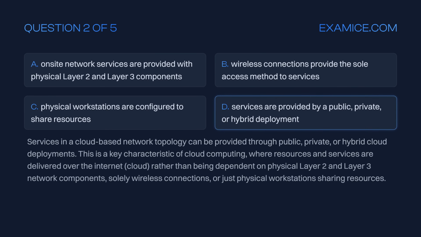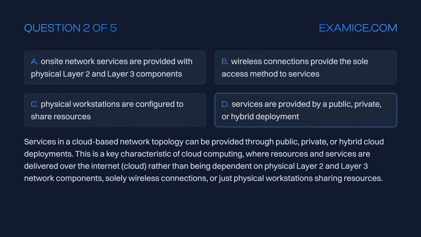The answer is option D. Services in a cloud-based network topology can be provided through public, private, or hybrid cloud deployments. This is a key characteristic of cloud computing, where resources and services are delivered over the internet rather than being dependent on physical Layer 2 and Layer 3 network components, solely wireless connections, or just physical workstations sharing resources.